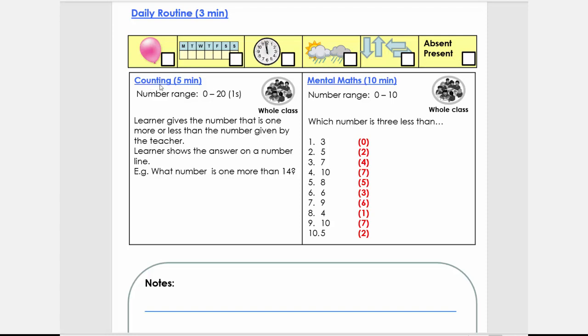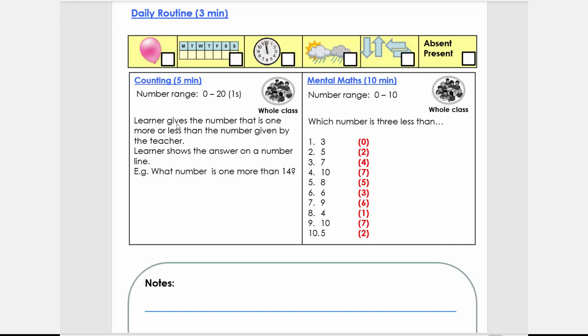Now we're going to go to our counting activity. So today we're going to count between 0 and 20. So I'm just quickly going to read here. The learner gives the number that is one more or less than the number given by the teacher or you as parent. So any number then between 0 to 20. The learner shows the answer then on a number line.